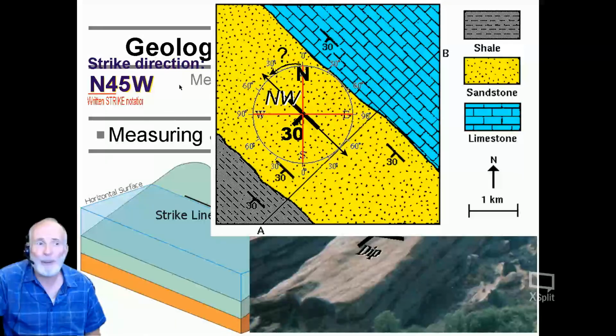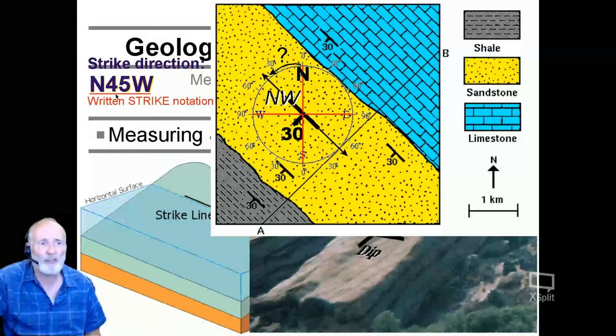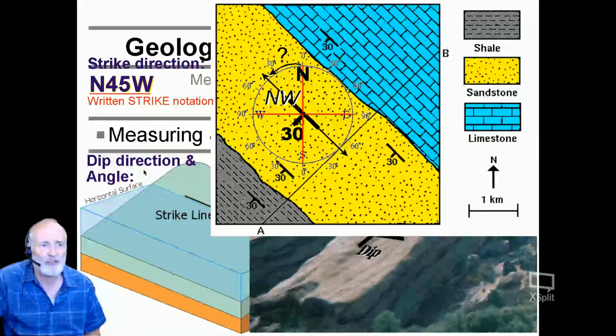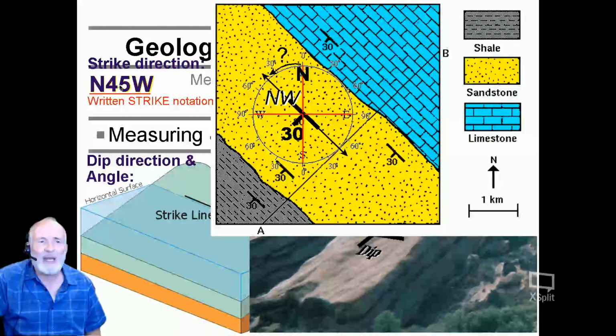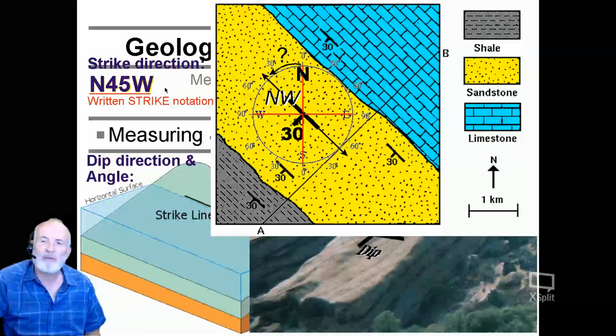What about dip? Right? That's my written strike notation right here. What about my dip notation? Dip direction and angle. Now, I already have the perfect aligned compass direction given to me in the strike.